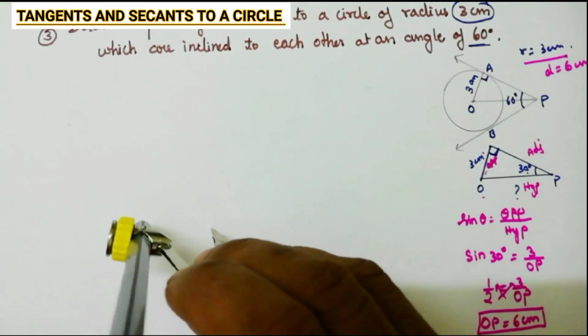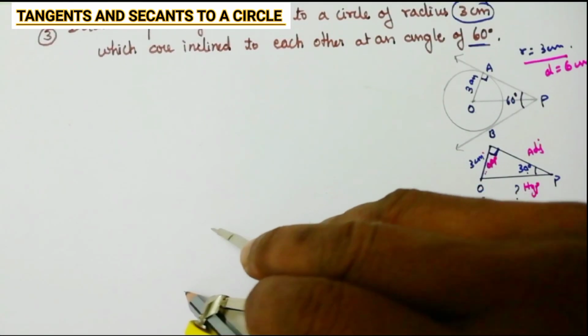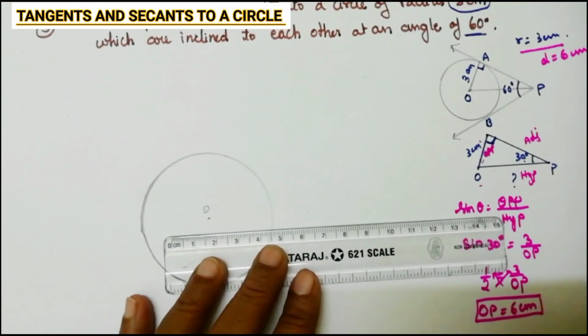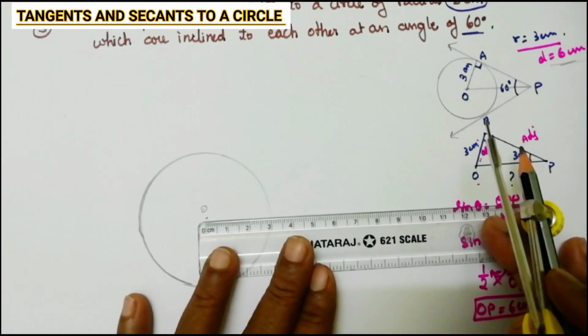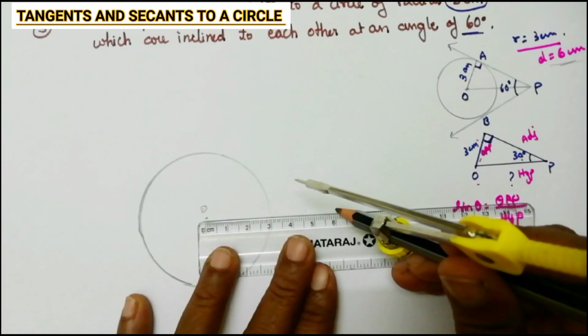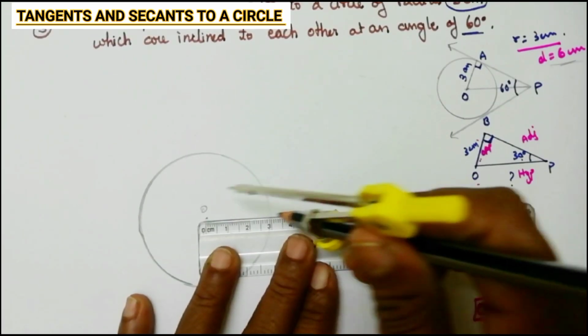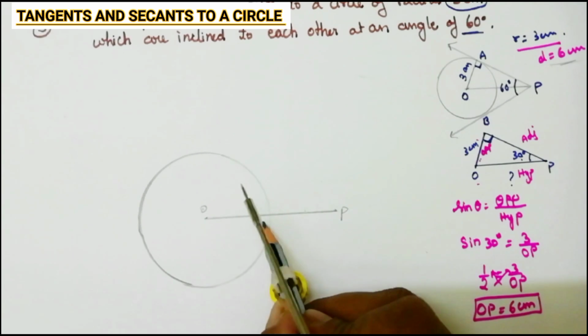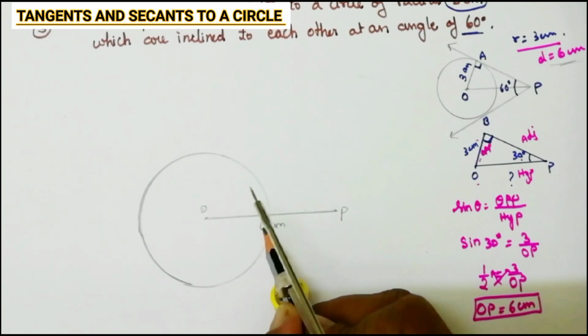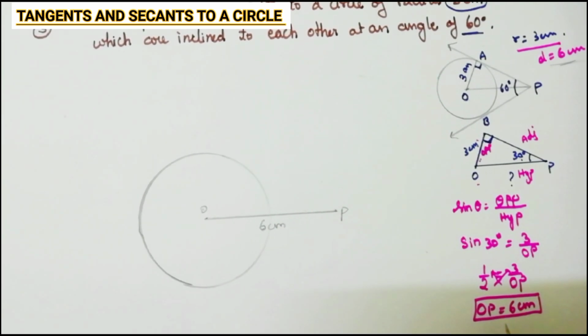Draw a circle with 3 centimeters. Take the center as O. From O, the distance is 6 centimeters. So take a distance up to 6 centimeters. Take this point as P. Now we got the distance as 6 centimeters. So it's very easy to proceed further with the construction.